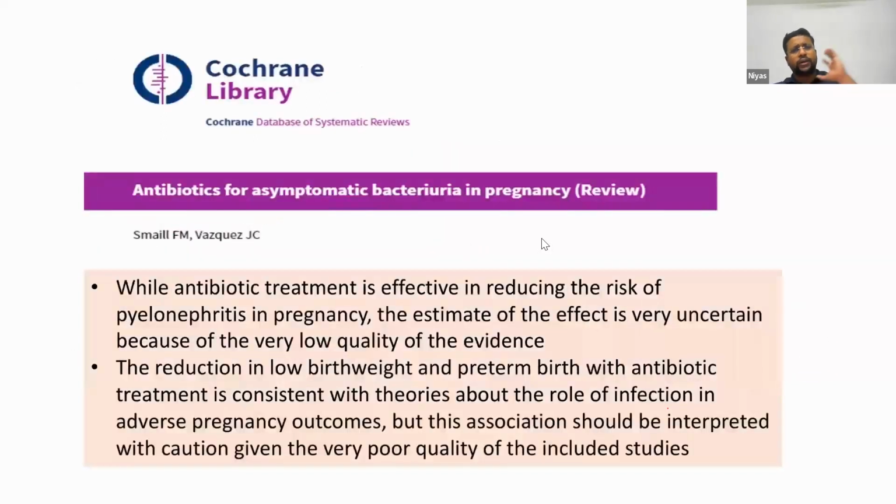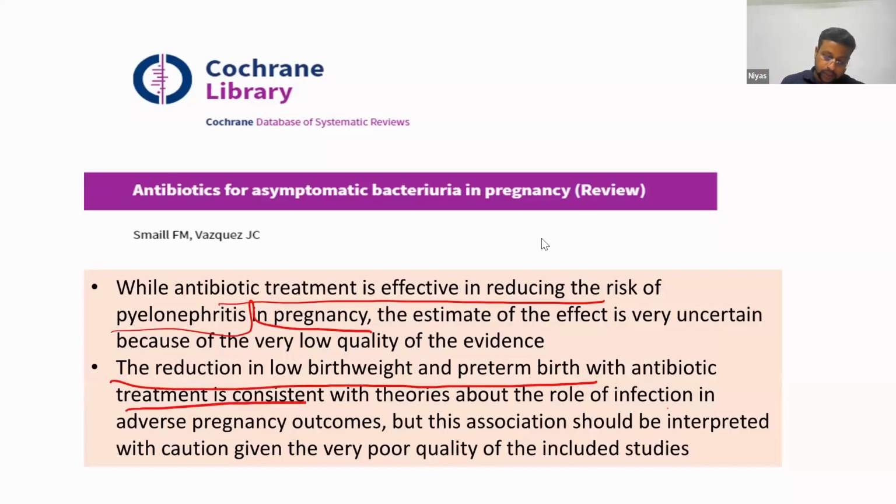Now, this is a Cochrane meta-analysis where they found, with various studies, that antibiotic treatment is effective in reducing the risk of pyelonephritis in pregnancy. Also, the reduction in low birth weight and preterm birth with antibiotic treatment is consistent with theories about the role of infection in adverse pregnancy outcomes, which means that there are two main reasons.